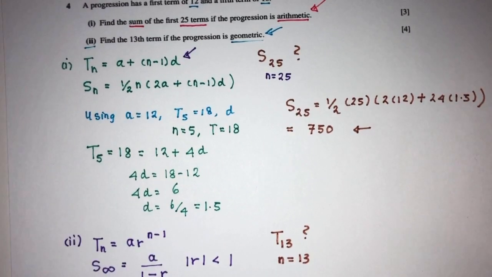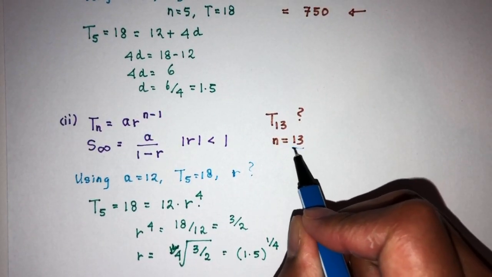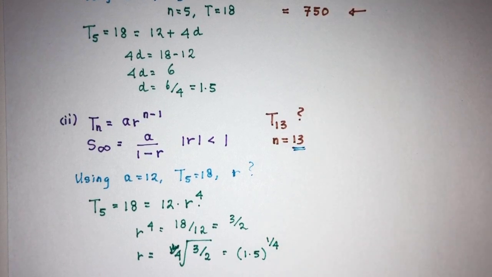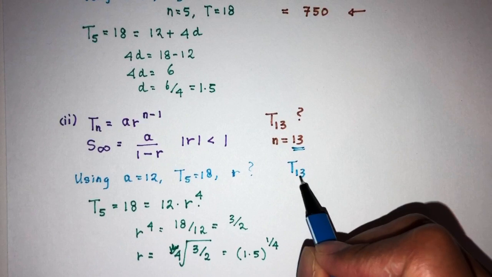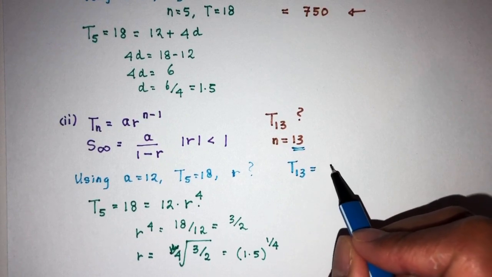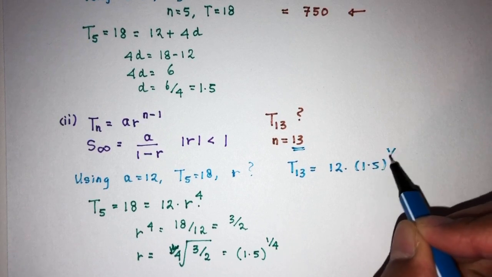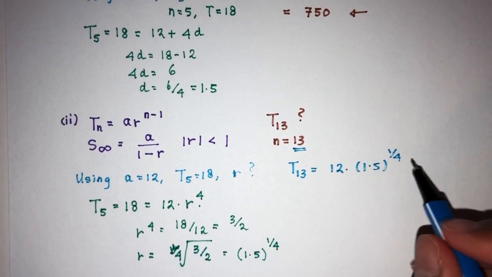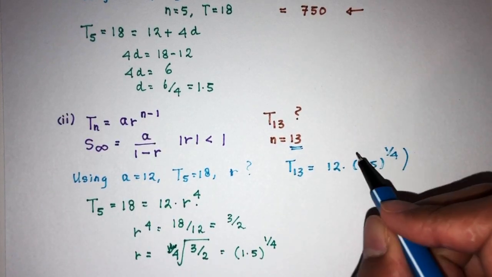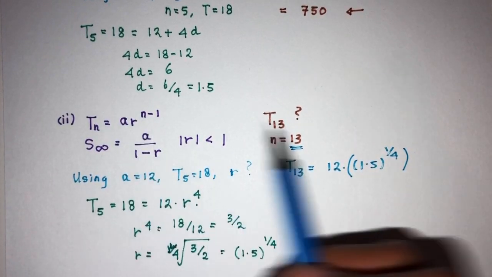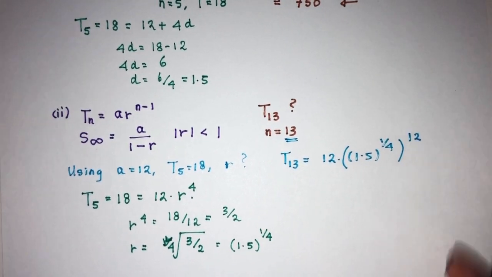So here we need to find the 13th term. So let's do this. When n is equal to 13, find the value of t. So replace back in this equation. So t13 will be a, which is equal to 12, times r, we know it is 1.5 to the power 1 over 4, and then the value of n minus 1. n minus 1 is 13 minus 1, that will be 12. Okay, so here we just have to simplify.